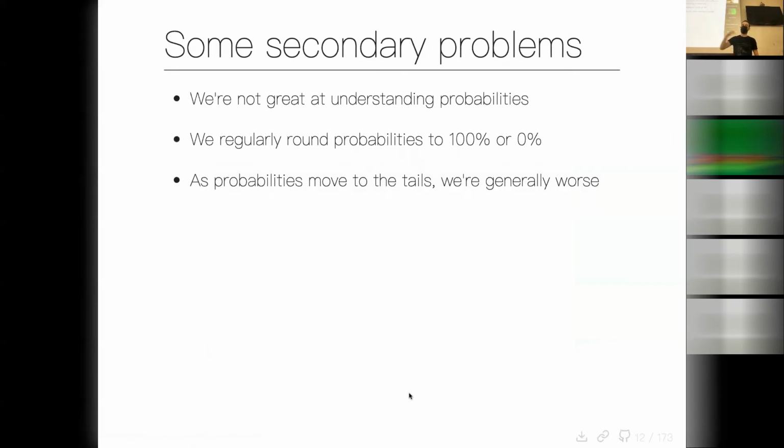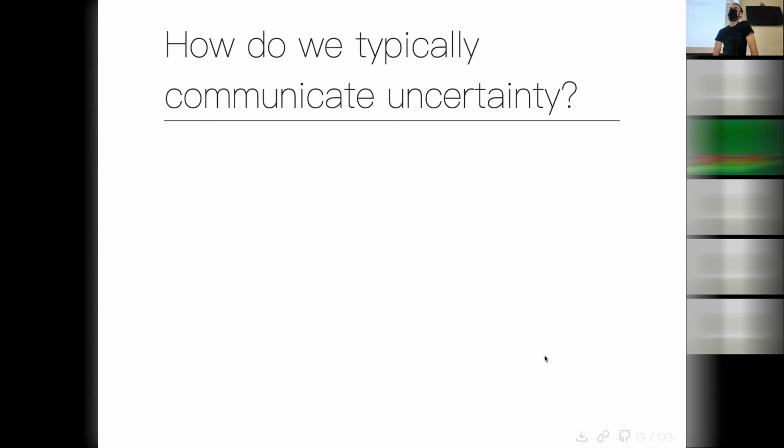Okay, so we're not great at understanding probabilities generally. We very regularly ignore uncertainty even when it is there. And we very regularly round probabilities either up to 100 and say this is certain to happen because it's 91%, or down to 0 where we say this is certain not to happen because there's only a 17% chance, right? So we're not very good about interpreting probability generally, but as it moves to the tails, we get particularly bad because that's where we go to those extremes of it's certain to happen or it's certain not to happen when that's not actually true.